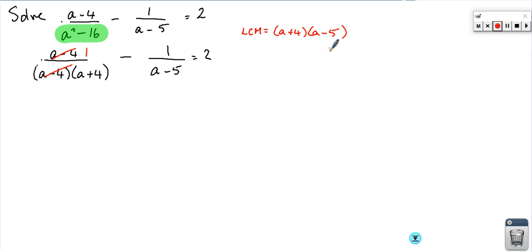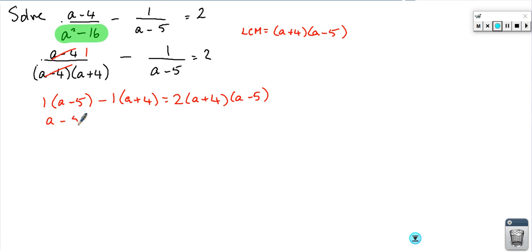Okay, so I'm going to multiply each term by the LCM. So I got 1, a plus 4 cancels out, leaving a minus 5, minus, multiplying this by the LCM, a minus 5 cancels out, leaving a plus 4, equals a plus 4, a minus 5. I'm going to open a bracket, so I have a minus 5 minus a minus 4 equals bracket.